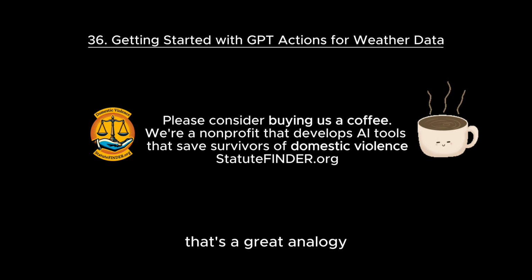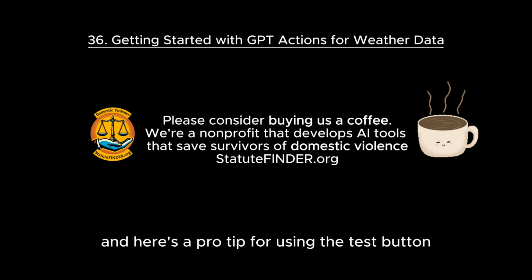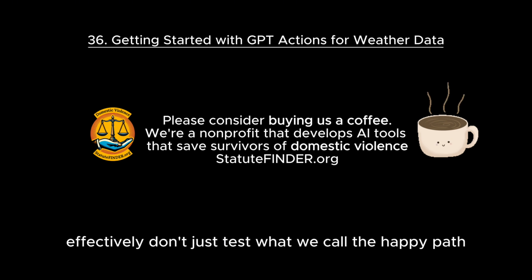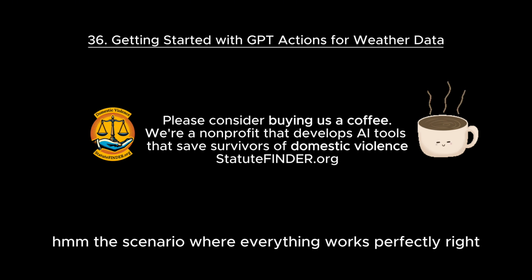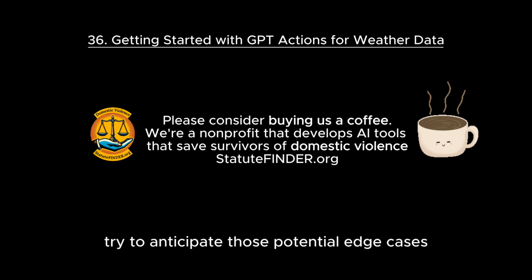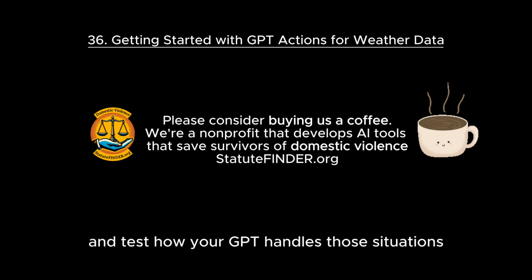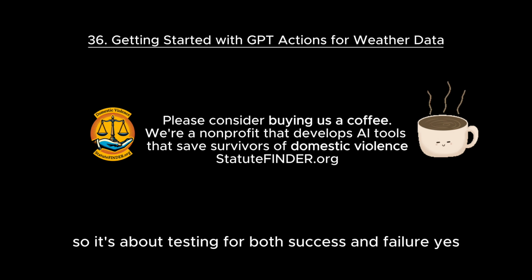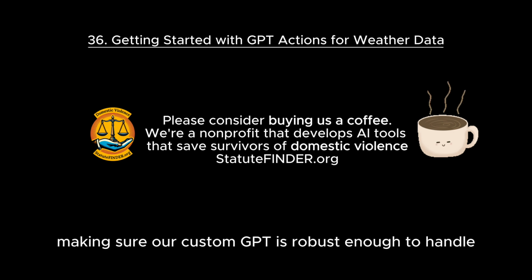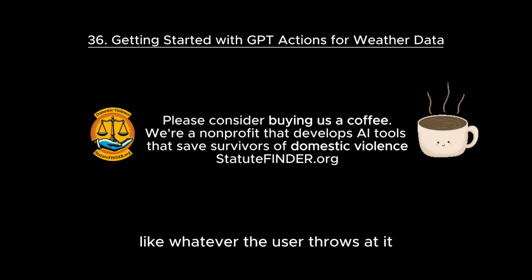That's a great analogy. And here's a pro tip for using the test button effectively. Don't just test what we call the happy path, the scenario where everything works perfectly. Try to anticipate those potential edge cases and error conditions, and test how your GPT handles those situations. So it's about testing for both success and failure, making sure our custom GPT is robust enough to handle whatever the user throws at it.